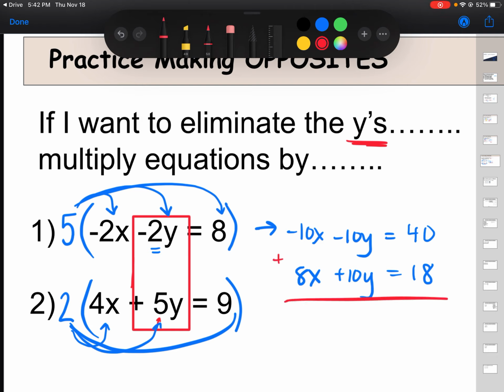Next step would be to add them together. Negative 10x plus 8x is 2x. Negative 10y plus 10y is 0y. And 40 plus 18 is 58. Then I would divide by 2, and I would know what x is.